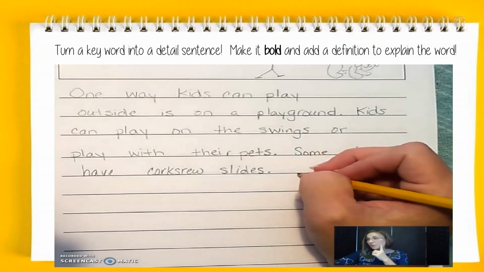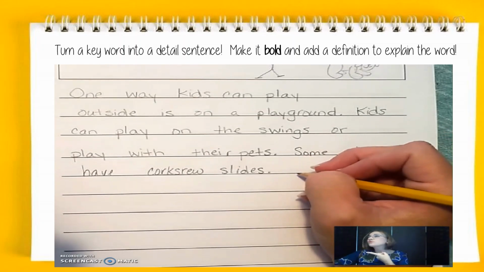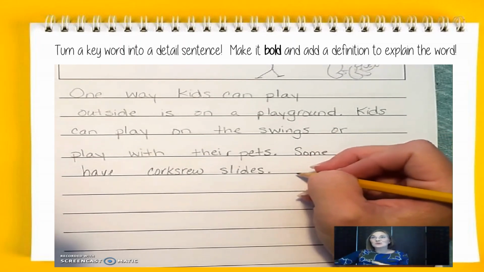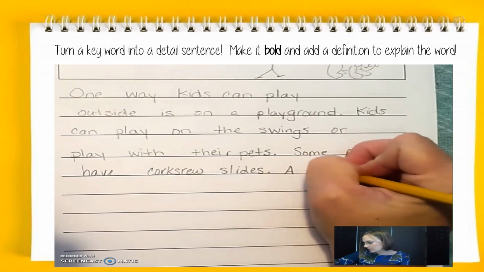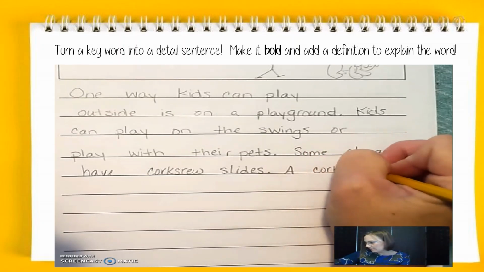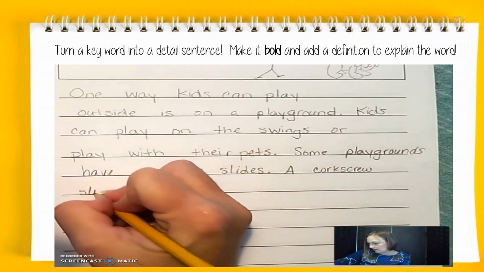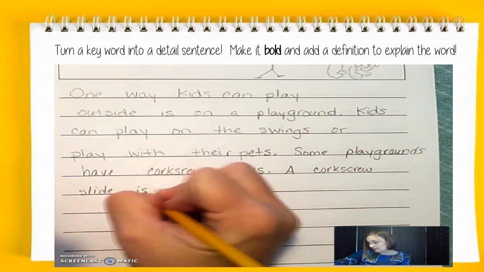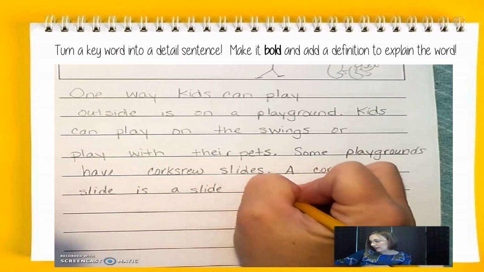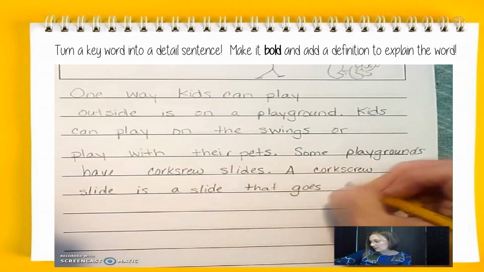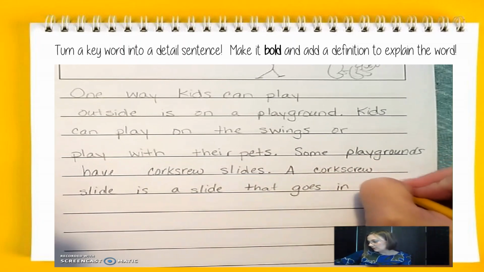I'm going to think, what is a corkscrew slide? A corkscrew slide is a slide that goes in circles. That's how I'm going to say it. A corkscrew slide is a slide that goes in circles.